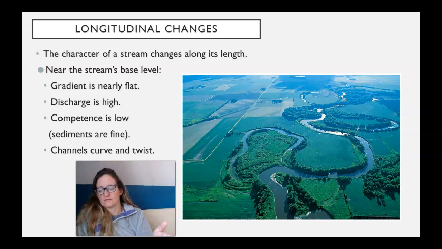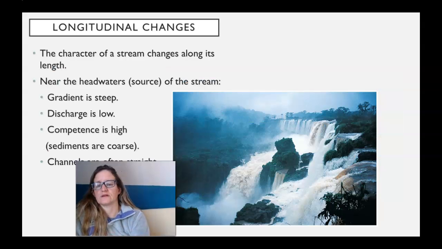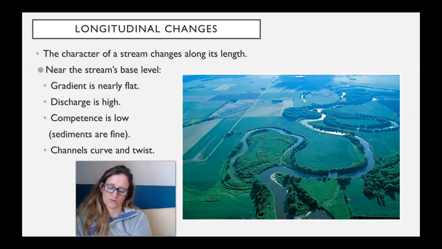The velocity isn't going to be very high. So the clast size is going to be relatively small. And the stream is going to curve and twist and do these meanders. So it really shows a difference between headwaters and down towards the mouth.